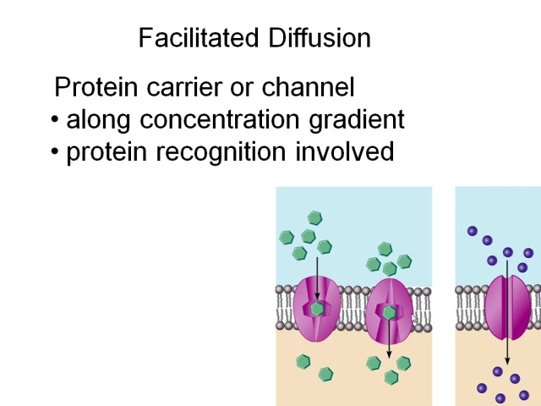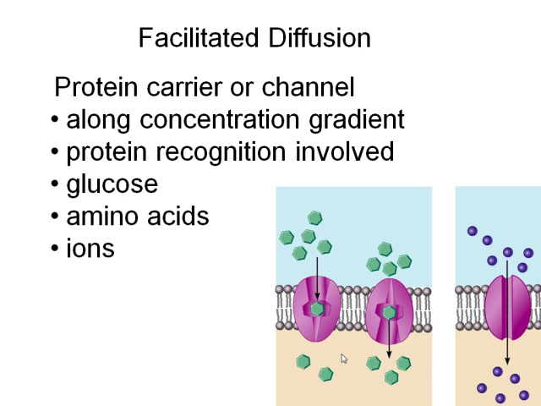But with this one, because proteins are involved, there's some recognition of the molecule. You'll remember that proteins are very specifically shaped, and that allows distinct proteins to recognize very specific molecules, so that a protein carrier will pick up only one type of molecule and allow it through. Nothing else will get through. So here we have some specificity. Things that tend to move in and out of the cell by facilitated diffusion are things like glucose and amino acids, which of course are our nutrients, and ions.